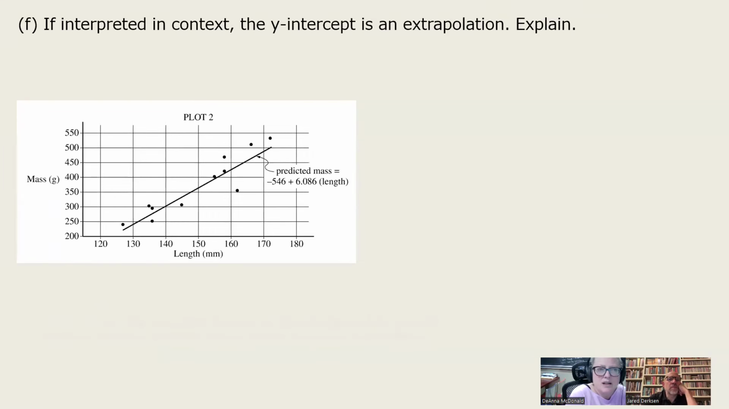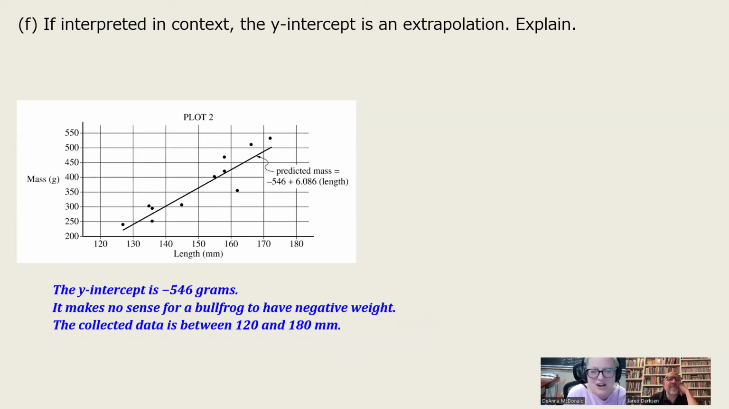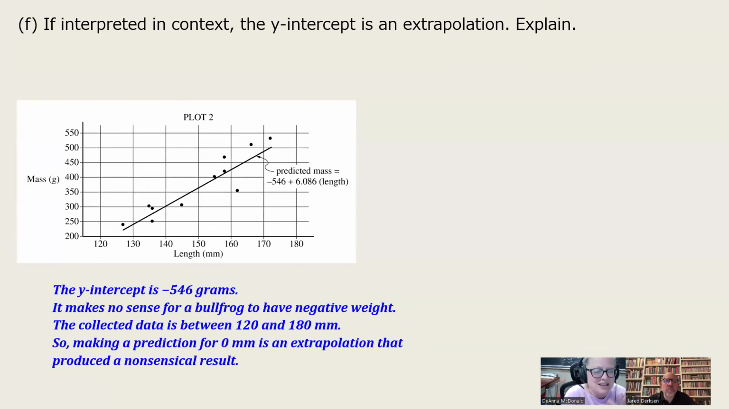So if interpreted in context, the y-intercept is what we call an extrapolation. So let's explain that. The y-intercept is actually negative 546 grams. I want to see a bullfrog that weighs this much or has this much mass. It makes no sense for a bullfrog to have negative weight. The collected data is only between 120 and 180 millimeters. So making a prediction for 0 millimeters is an extrapolation that produced a nonsensical result.